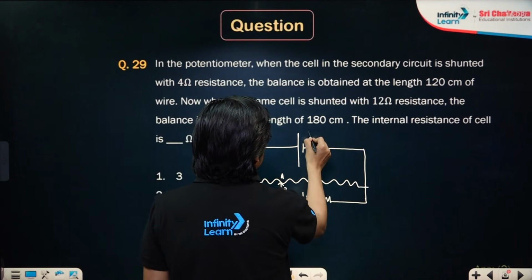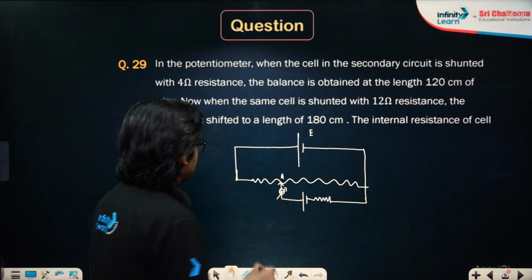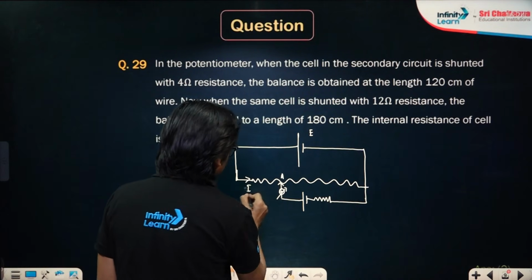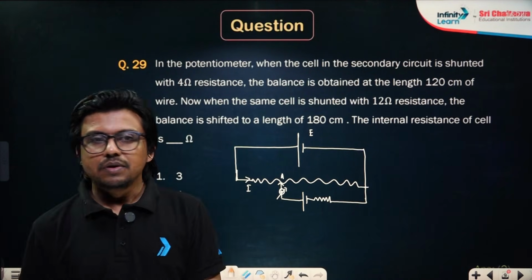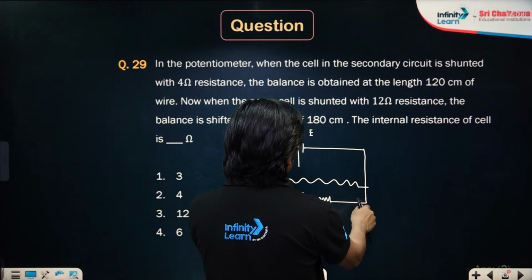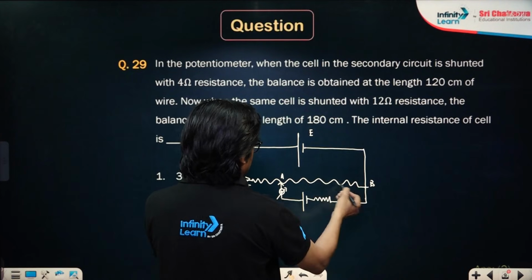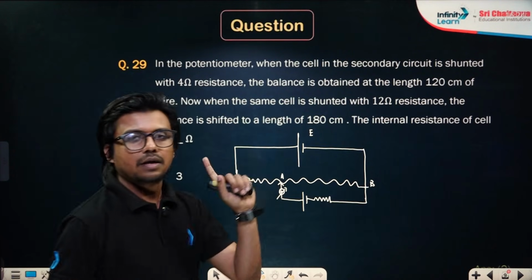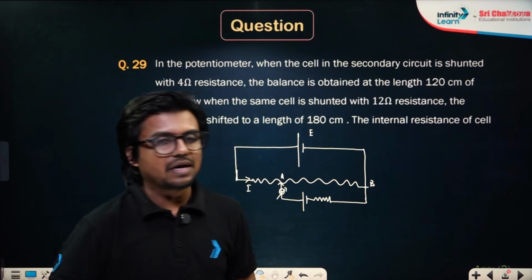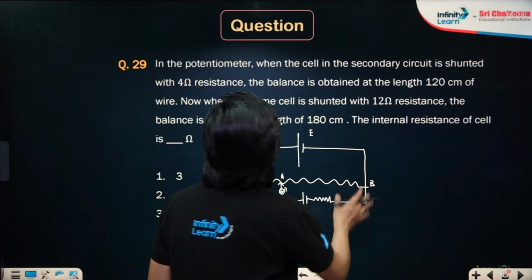So because of this primary battery, because of this primary circuit, there can be a current through it. When the potential difference across the terminal of the battery becomes equal to the potential drop across this segment, let me call this segment AB, in that case, there will be no deflection in the galvanometer. This is the idea. So what is happening here now?